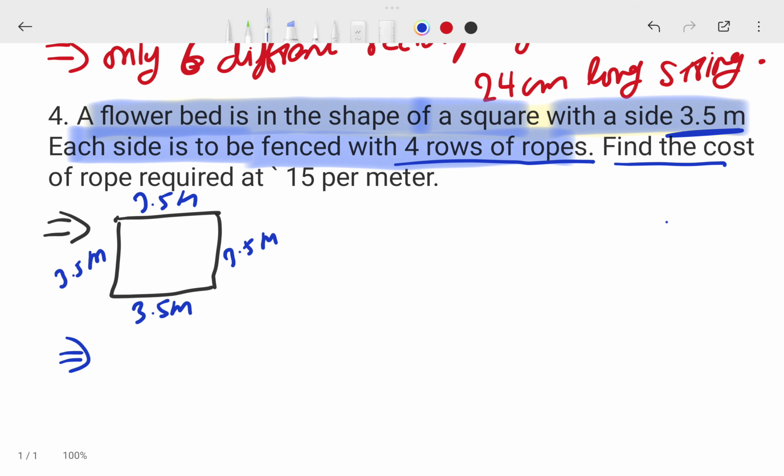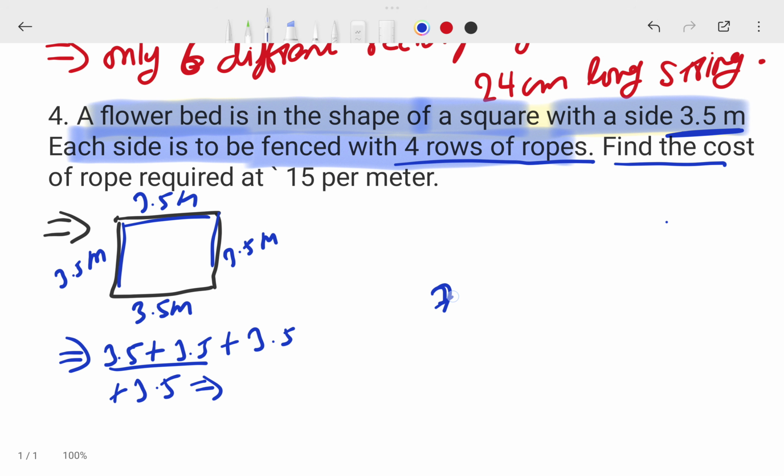So for finding the perimeter, add this. 3.5, if you add this, also going to be 3.5, plus this also going to be 3.5, plus this also going to be 3.5. If you add 3.5, it's going to be 7, and this also it's going to be 7, so it's going to be 14. Okay now, 14 meter.